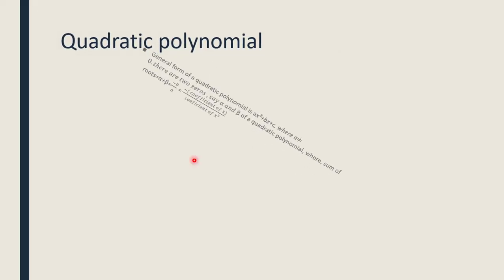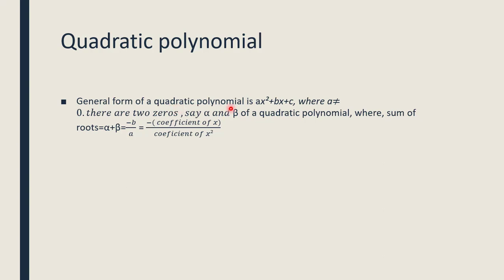The next, quadratic polynomial. The general form of a quadratic polynomial is ax^2 + bx + c, where a is not equal to 0. There are two zeros, say alpha and beta, of a quadratic polynomial, where the sum of roots alpha + beta = -b/a. We can write it as -(coefficient of x term)/(coefficient of x^2 term). Product of the roots alpha × beta = c/a, where c is the constant term and a is the coefficient of x^2.